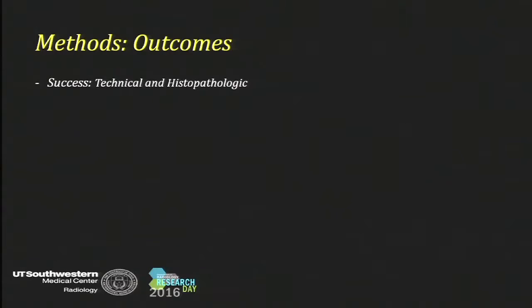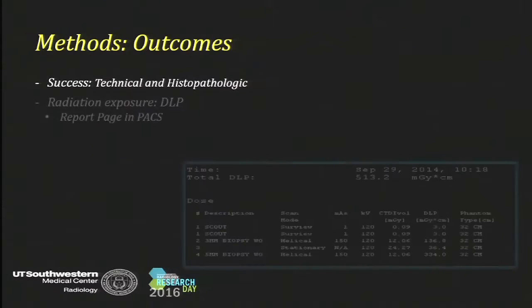In terms of outcomes, we defined success as both technical and histopathologic. Technical success was defined as obtaining adequate tissue, and that was per procedure report. Histopathologic success was defined as if the pathologist was able to give us a diagnosis or at least answer the primary questions, such as cancer or no cancer, and hence eliminate the need for further diagnostic workup or other procedures.